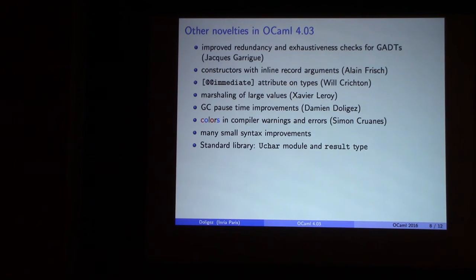And we have additions to the standard library. So a UChar module, which is for Unicode characters. So hopefully that will unify the baseline for the various Unicode libraries that exist. And the result type, which is an alpha beta result, is OK of alpha or error of beta, which everyone was redefining, so now you can use the standard one.